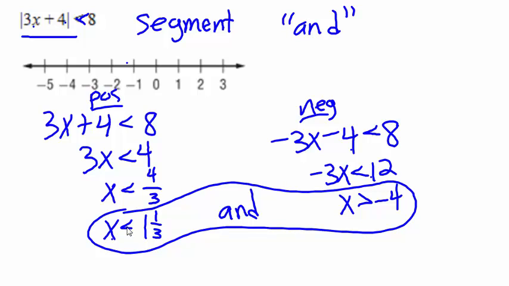We want to be less than 1 1/3. So 1 1/3 would be about there. I'm going to have an open endpoint because it's only less than, not less than or equal to. -4 would, of course, be over here. We want to be less than the right side and greater than the left side. So we're going to get a segment in between. It would look something like that for your final solution.